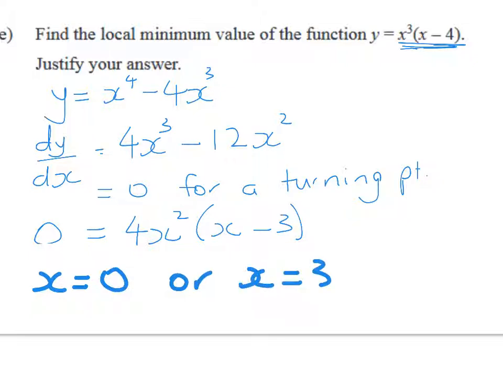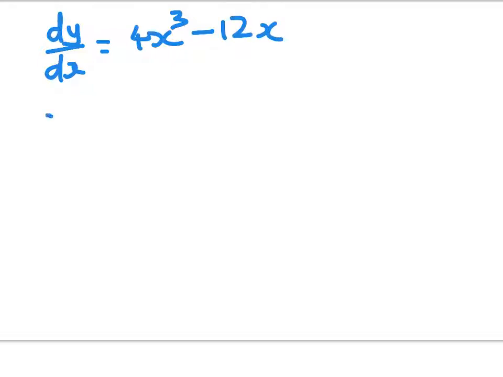Now what we're looking for, I'm going to use the second derivative test here. I'm looking for the second derivative at one of these 2 points being positive, because that will give me a local minimum. Okay, so my first derivative was dy by dx equals 4x cubed minus 12x squared. So my second derivative is this.